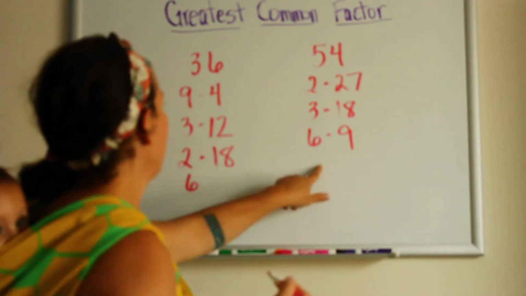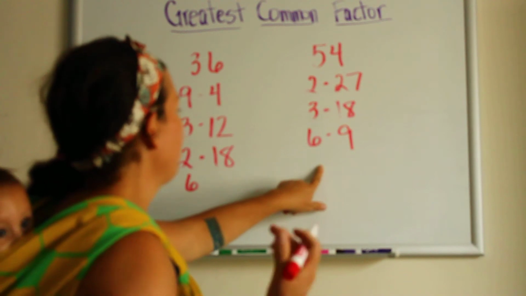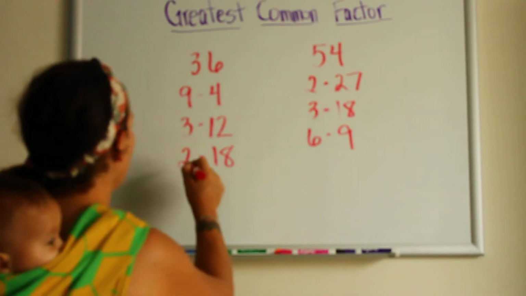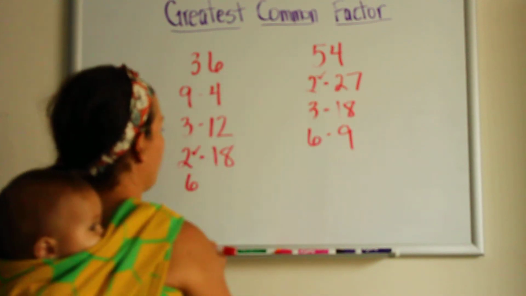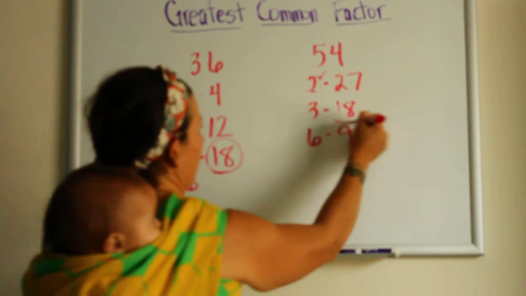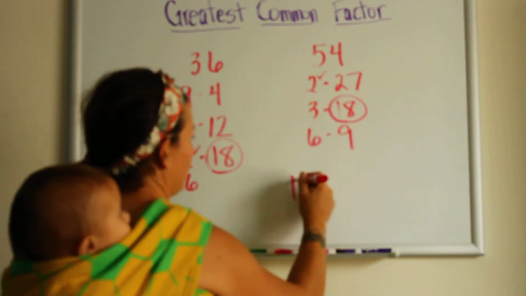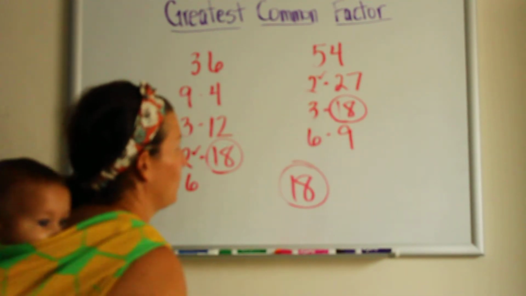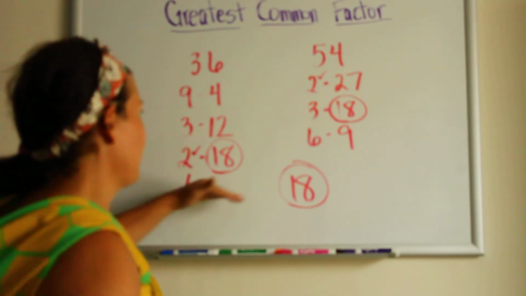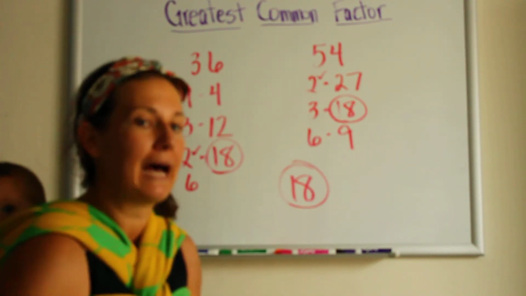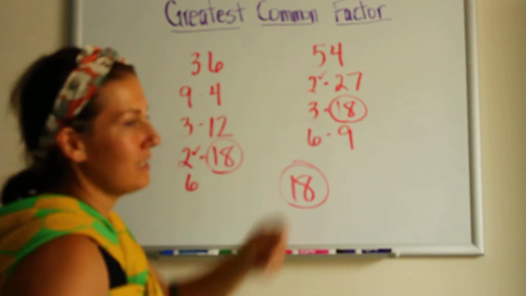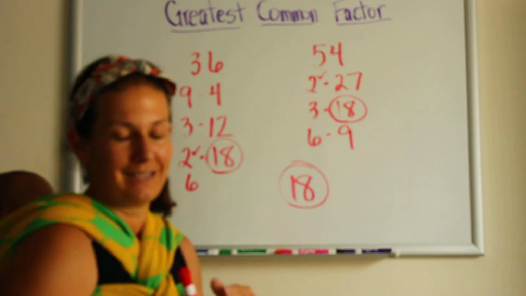So now I need to look between these two lists. What's the biggest number that's the same in both lists? Well, there are 2's that are the same, but they're not bigger than 18. 18 would be considered my greatest common factor. So when you're looking for the greatest common factor, you need to list as many factors as you can possibly think of, and then look between the two lists for the biggest number that's in both lists.